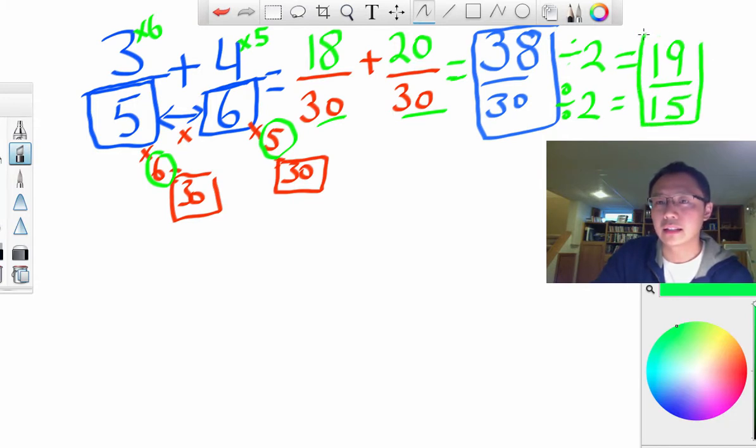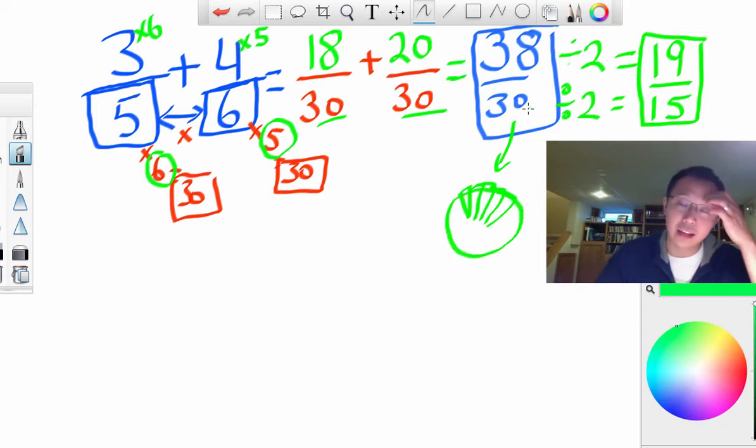Basically, 19 over 15 is exactly the same size as 38 over 30, except that 30 has a lot more smaller pieces if we were to draw this in a pie, whereas 15 would be a larger piece if we were to draw this entire pie, like a circle. Well, that's not really much of a circle, but that's what that means. Okay, so that's the first question.